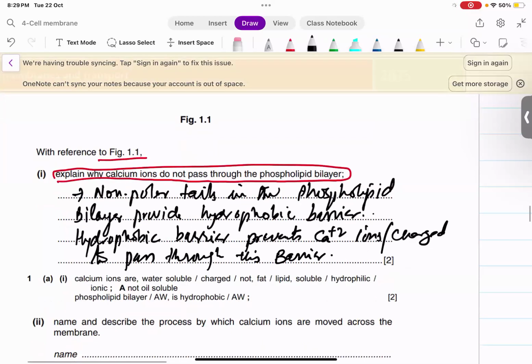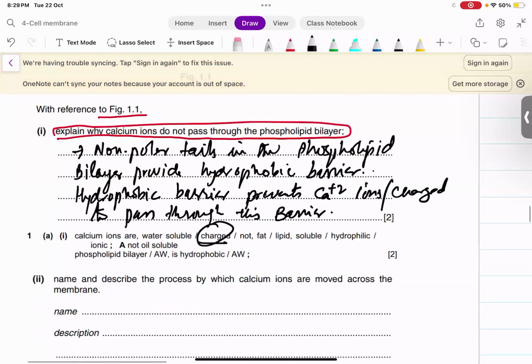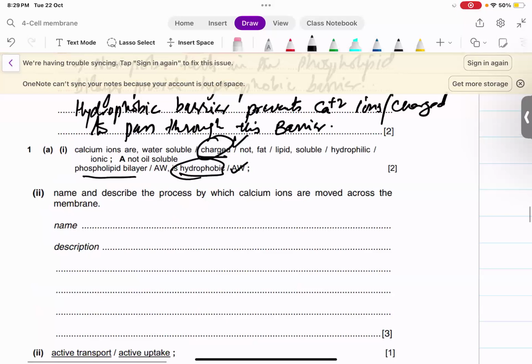Okay. So calcium ions are water soluble, charged. We have mentioned this point. And the phospholipid bilayer has a hydrophobic barrier. So these are 2 points that you should have mentioned in this case. Name and describe the process by which calcium ions are moved across the membrane. So in this case, it is an active transport, obviously.